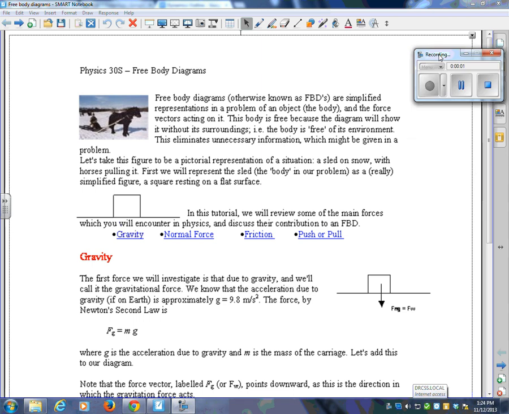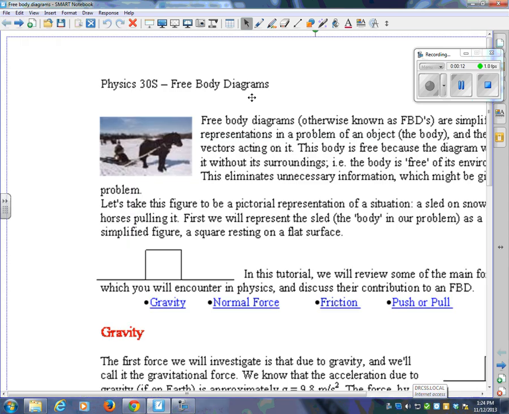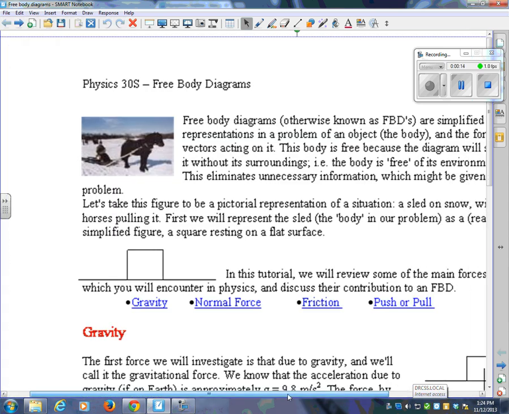Let's begin our very exciting look at free body diagrams, shall we? Yay. Okay. Let me just zoom in a little bit here to make it a bit more readable. That might be too much.